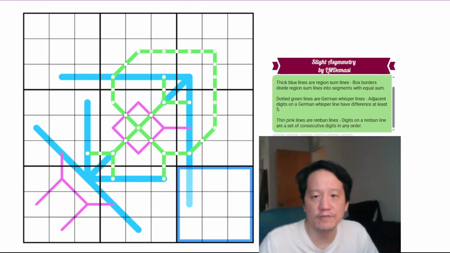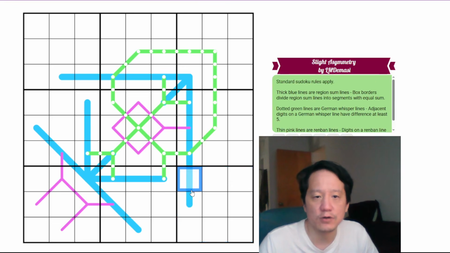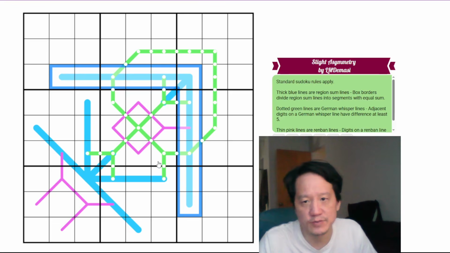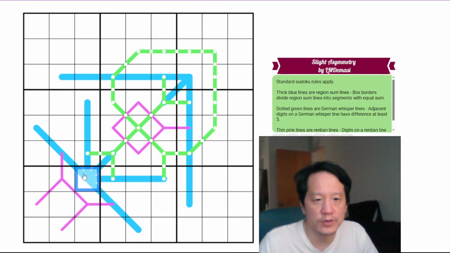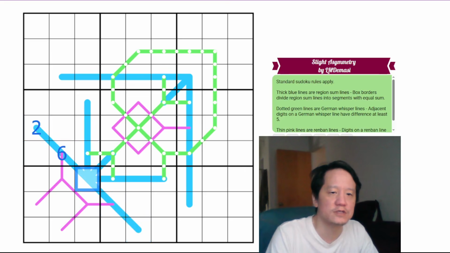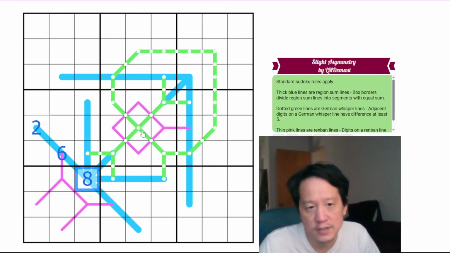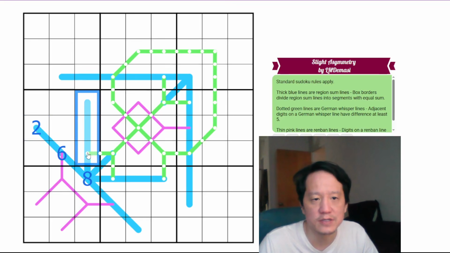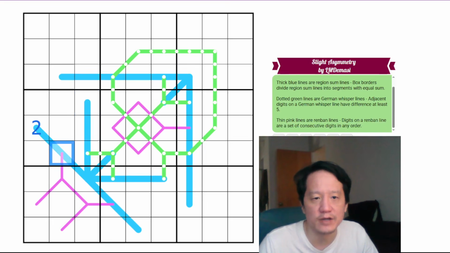We also have thick blue lines, which are region sum lines, and box borders divide region sum lines into segments with equal sums. So, for example, this line can be divided into a segment here, a segment here, a segment here, a segment here, and a segment here, and a segment here. If this were, say, 2 and 6, this would have to be an 8, because the sum of the segments must add up to the same sum. And those are examples of how region sum lines work.